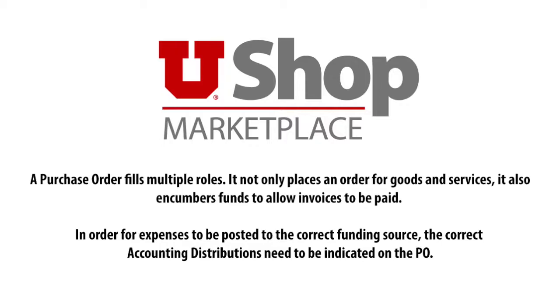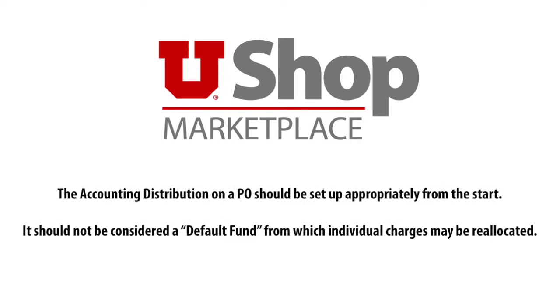A purchase order fills multiple roles. It not only places an order for goods and services, it also encumbers funds to allow invoices to be paid. In order for expenses to be posted to the correct funding source, the correct accounting distributions need to be indicated on the purchase order. The accounting distribution on a PO should be set up appropriately from the start. It should not be considered as a default fund from which individual charges may be reallocated.